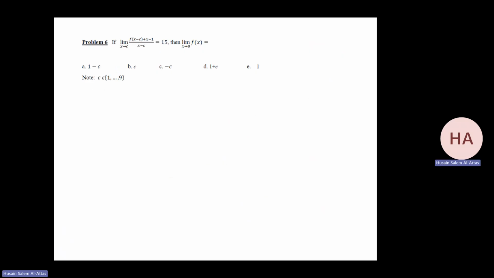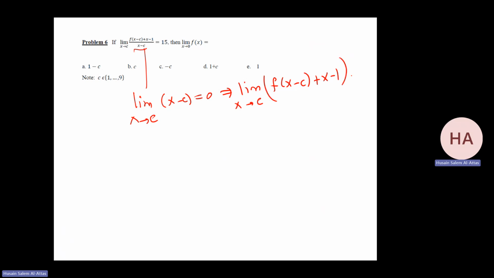The same idea. Let me do it quickly. The limit of the denominator as x goes to c is 0. That means the limit of the numerator, yeah, maybe I need to do something here, plus x minus 1, that limit should equal 0. Okay. Now this limit exists, assume it exists. This exists, this exists. You can distribute the limit.